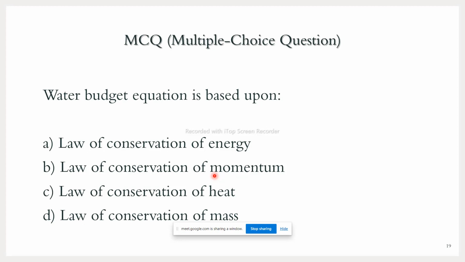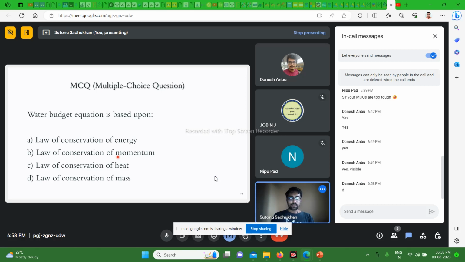So you can type your answer in the chat box. Option D. Okay. So what happened to other people? Danesh is very actively answering, but others are not. Okay. So we'll see the answer.